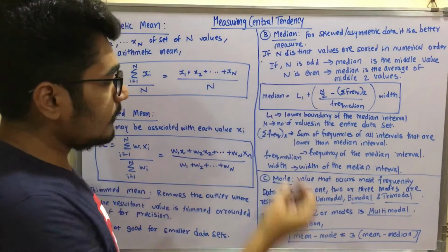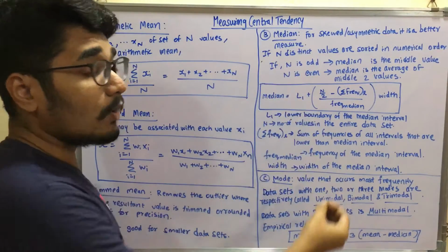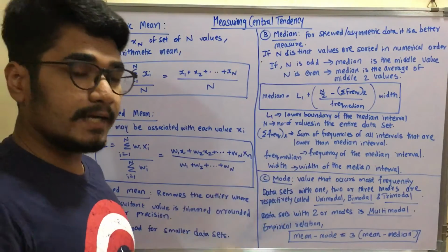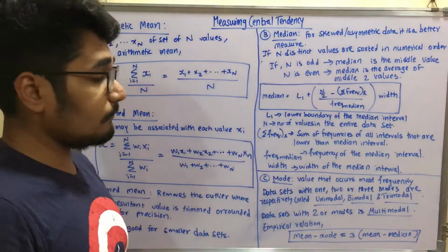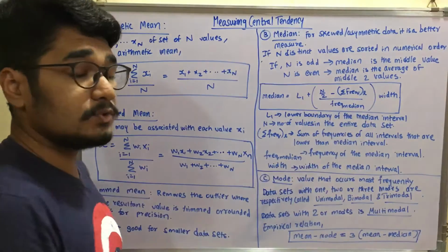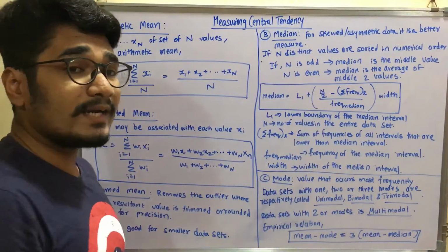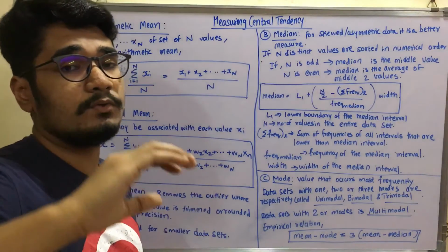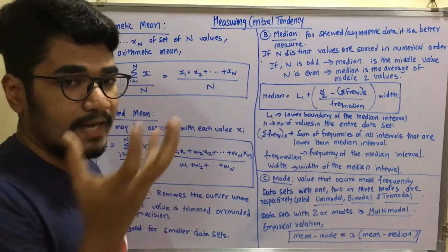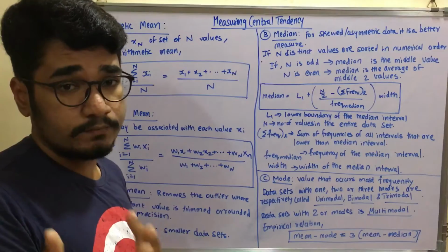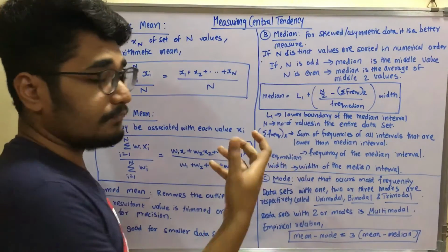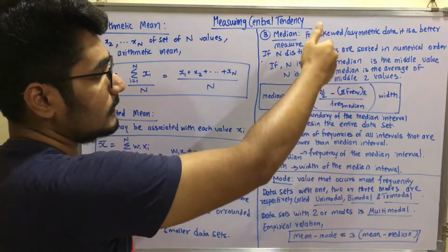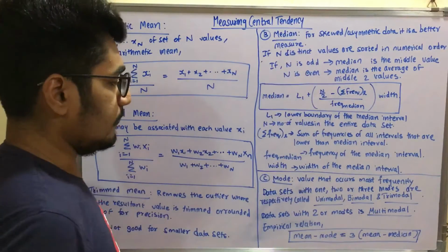The terms involved are L1, which is the lower boundary of the median interval. You have n, the number of values in the entire data set. We have the summation of frequencies, that is the sum of frequencies of all the intervals that are lower than the median interval. Then you have the frequency of the median, that is the frequency of the median interval, which is the middle value that you get if n is odd or even.